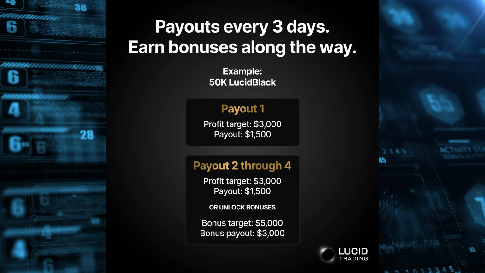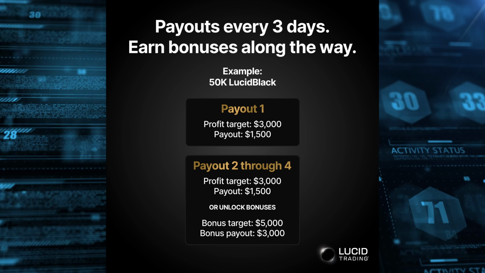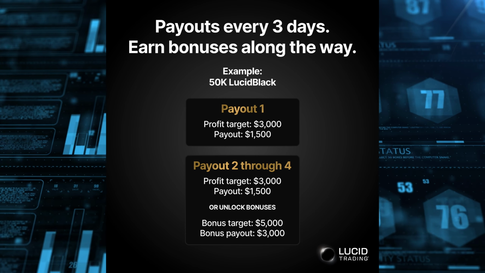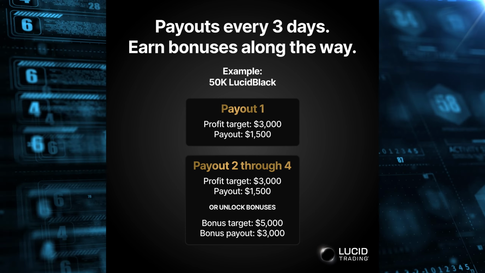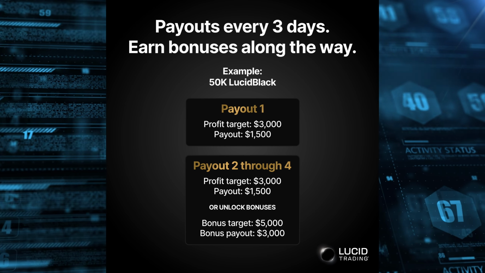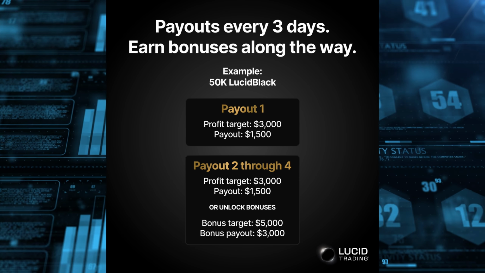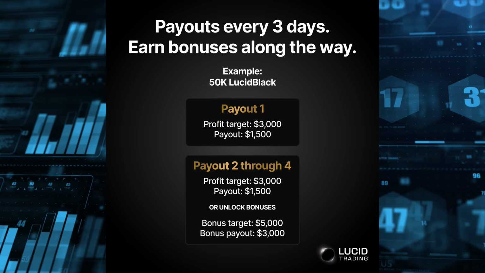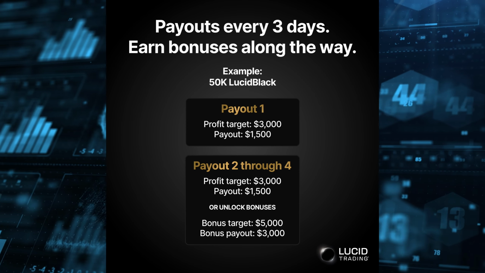So now let's talk about that payout bonus real quick, because it is rather unique and I kind of like it. If we come over and look at a 50K example, payout number 1, the profit target is $3,000. And for payout number 1, the max you could take out is $1,500. But then look right down here where we have payout 2 through 4. Your profit target, again, is $3,000. Your payout is $1,500, or you can unlock a bonus. And how you unlock this bonus, if you go ahead and run the account up to $5,000 of a profit target, you now get a bonus payout of $3,000.